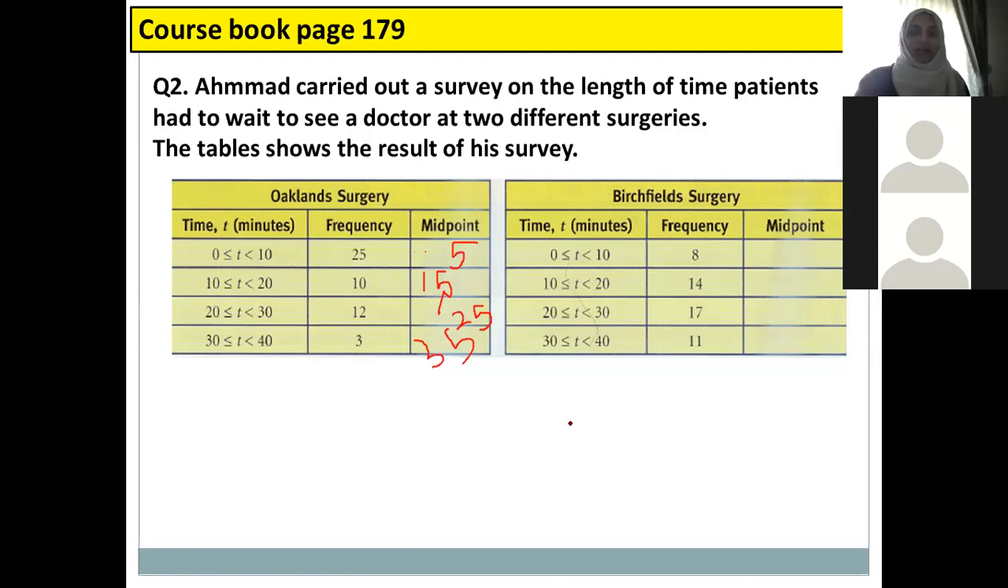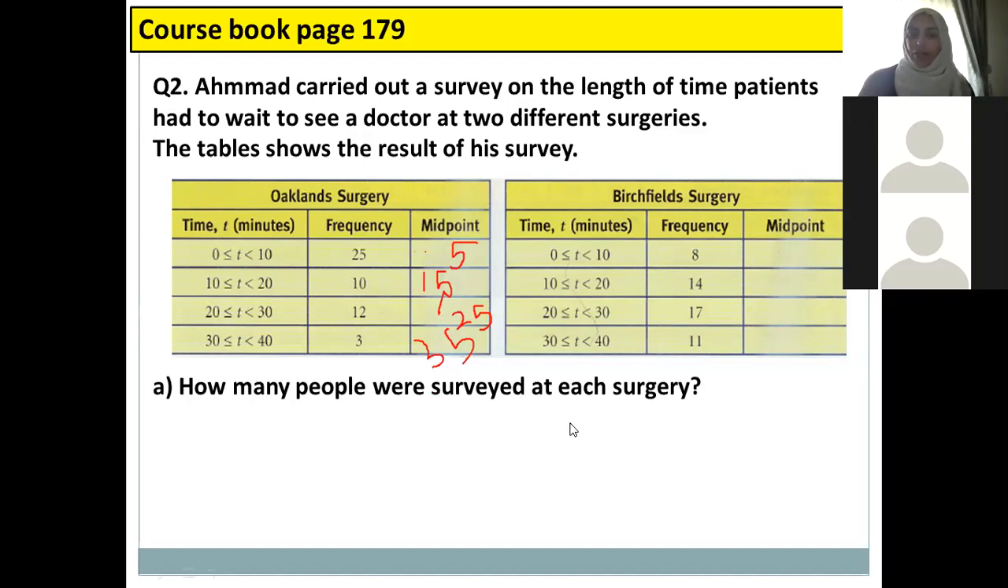Then let's go to the first question. How many people were surveyed at each surgery? How many people were surveyed at each surgery?